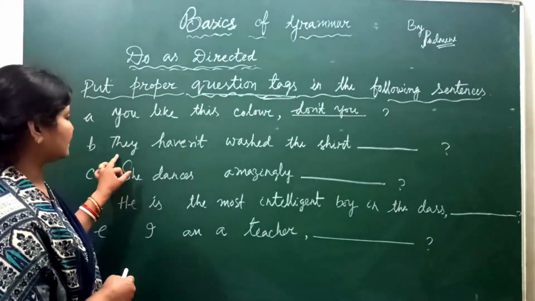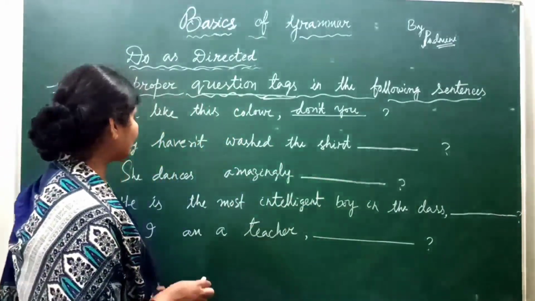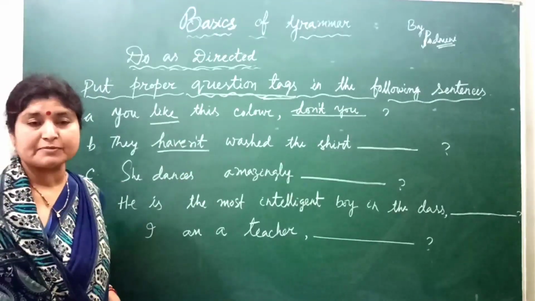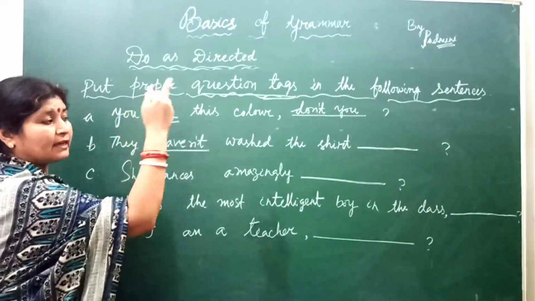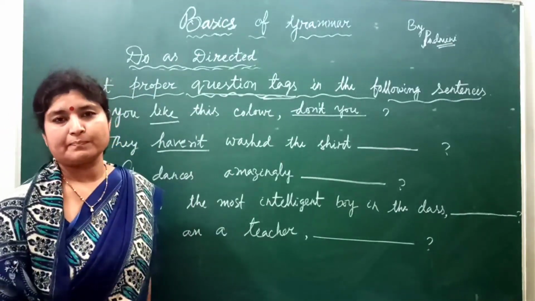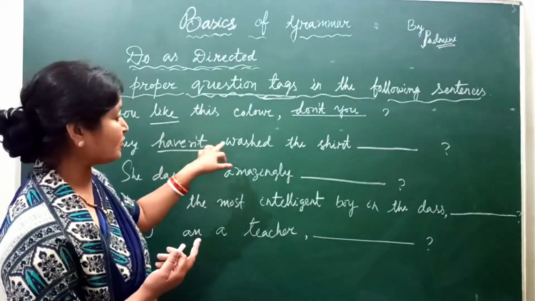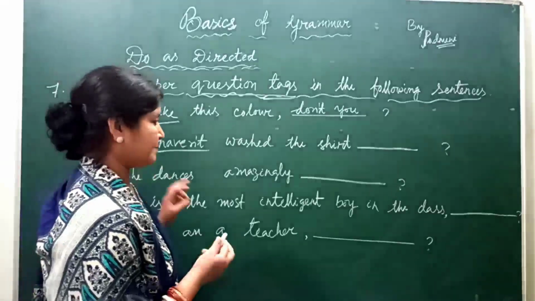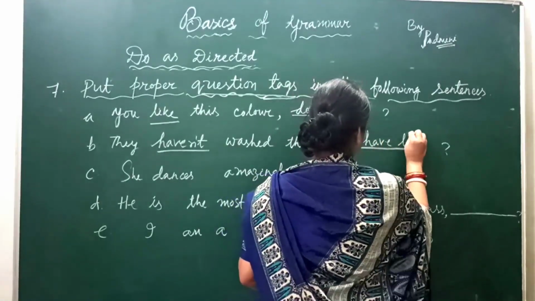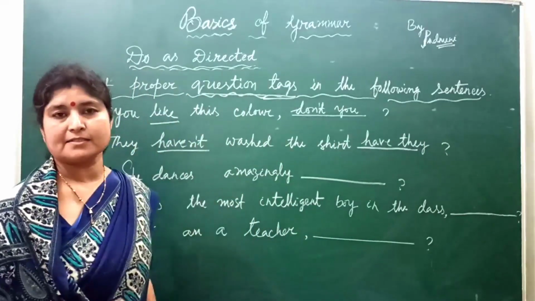Then the second question, they have not washed the shirt. Here, have not is a negative sentence. So the question tag which you will use must be positive. Then what will be the answer? They have not washed the shirt, have they? Have they is the correct answer.